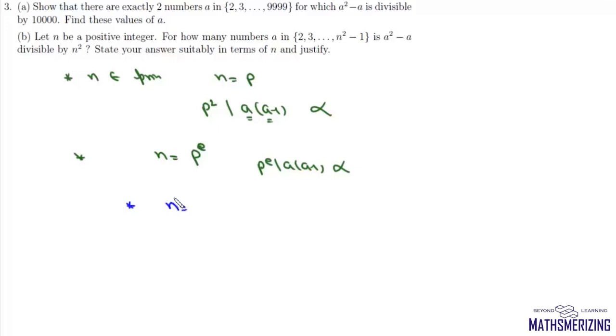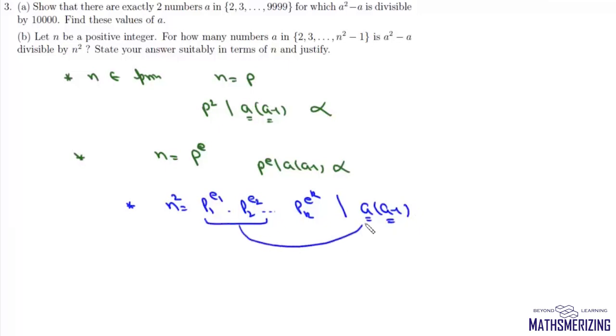So if n is a composite number, then we can write n square as some prime p1 to the power e1, prime p2 to the power e2, and then pk to the power ek. Now this n square divides a into a minus 1. And since a and a minus 1 are co-prime, some of the prime factors will be in a, and other prime factors will be in a minus 1. So basically, we have to find the number of ways to distribute the prime factorization of n square. For each prime, we have two choices. Either it goes to a or to a minus 1.